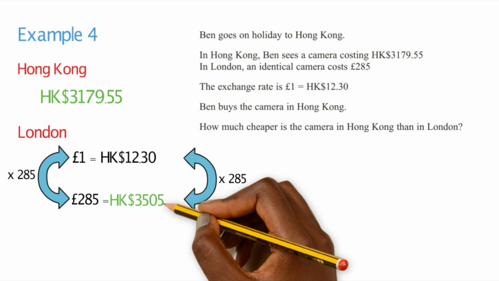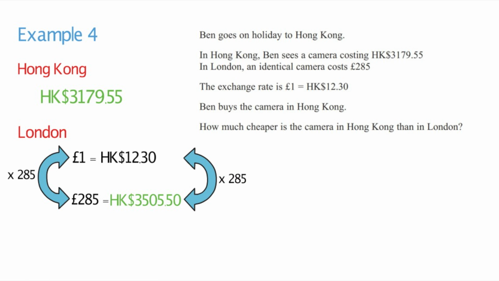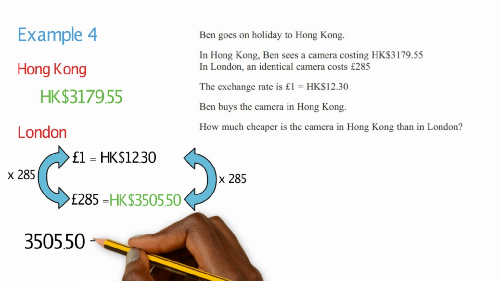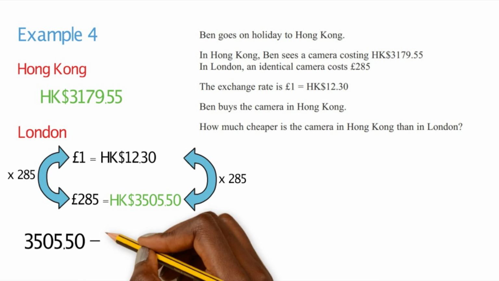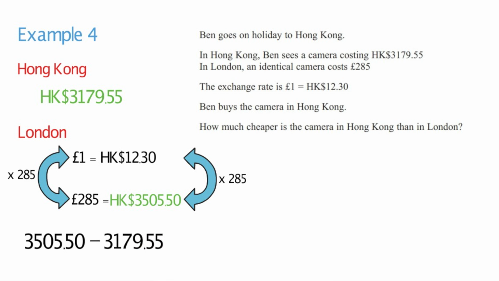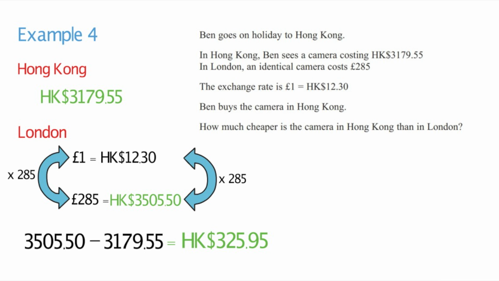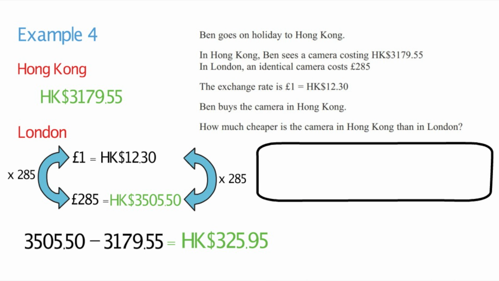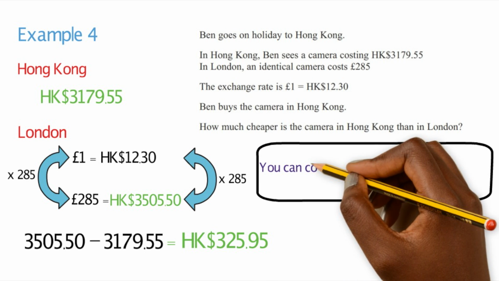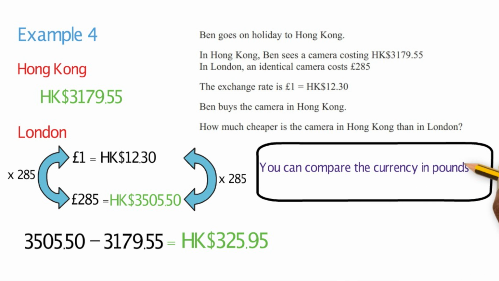And it's 3,505.50. Then to work out how much cheaper it is in Hong Kong, take away the two prices from each other. Whenever you're comparing two prices, always subtract the smallest one from the biggest one. So it's cheaper in Hong Kong by 325.95 Hong Kong dollars. But one thing I want you to know is you can also compare the currency in pounds as well. It doesn't matter, either way you'll get the marks.